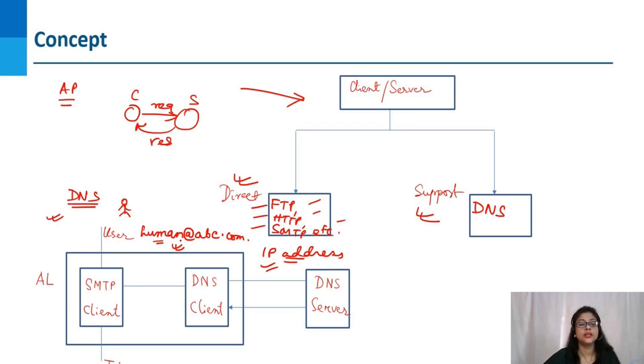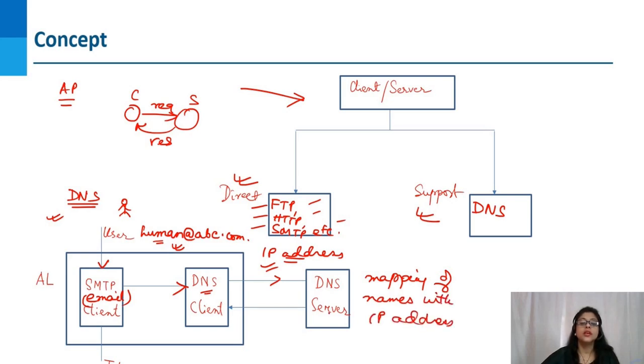So the user knows this name human@abc.com. It sends it to the SMTP client, which is the email. This SMTP client sends this message to the DNS client. DNS stands for Domain Name System and SMTP stands for Simple Mail Transfer Protocol. This DNS client will send this information to the server. Now, there is a mapping of names with IP address. So, the DNS server will look into the names and map it to the IP address. So, it will get back the IP address.